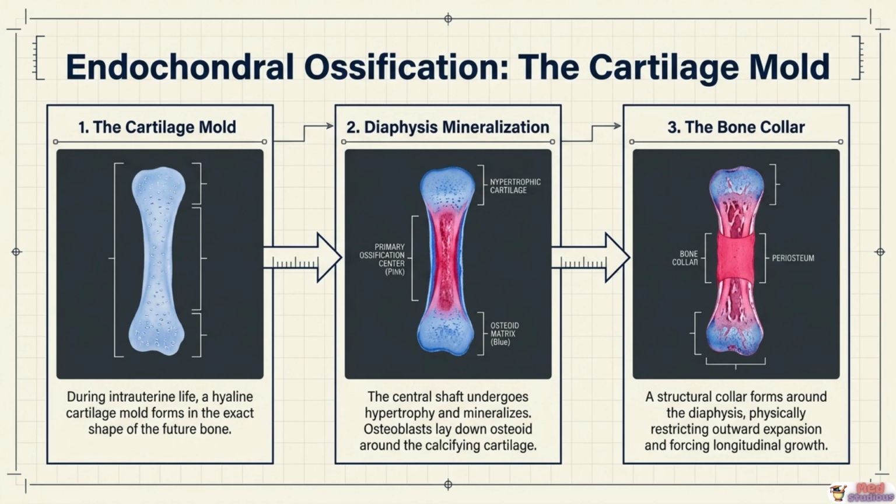Stage 3. The bone collar. As the primary ossification center expands longitudinally, osteoblasts in the perichondrium form a structural bone collar around the diaphysis, a ring of compact cortical bone that physically constrains radial expansion and channels all growth longitudinally. The perichondrium at this stage earns a new name, the periosteum.